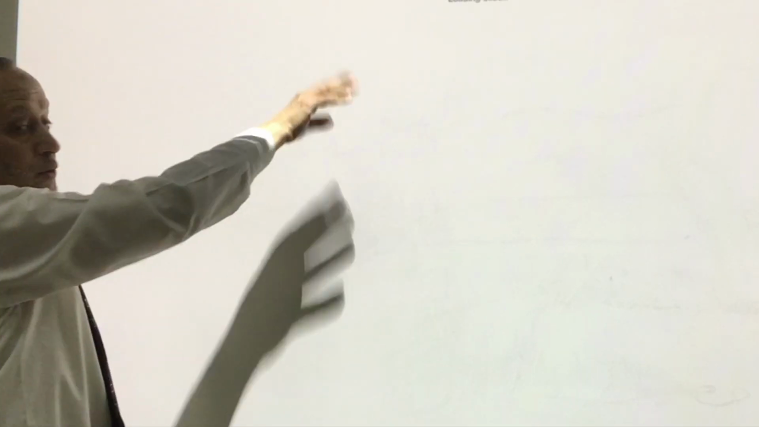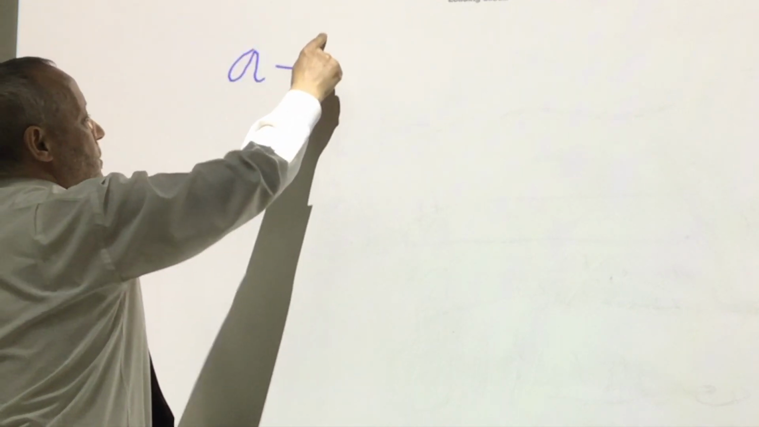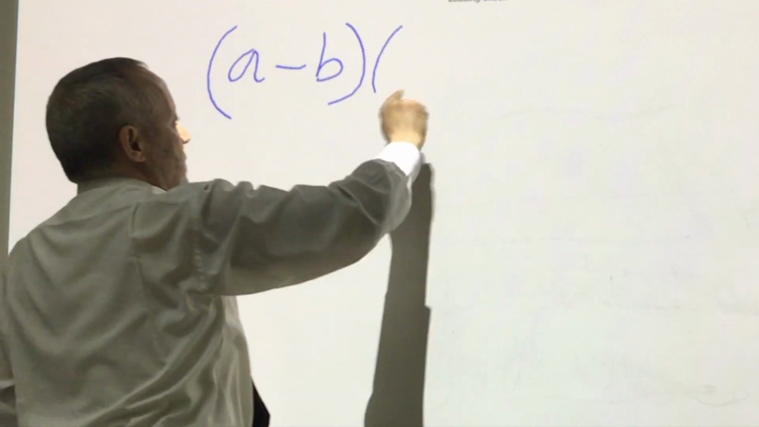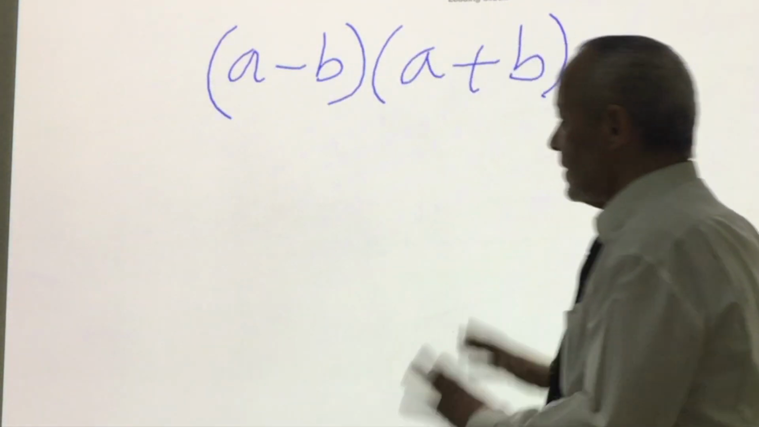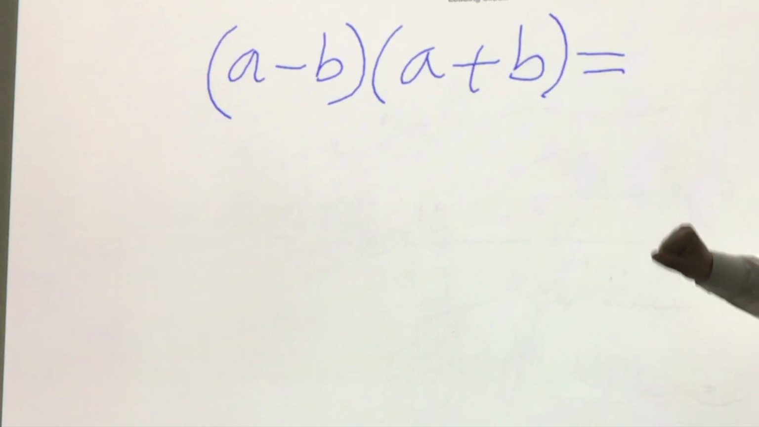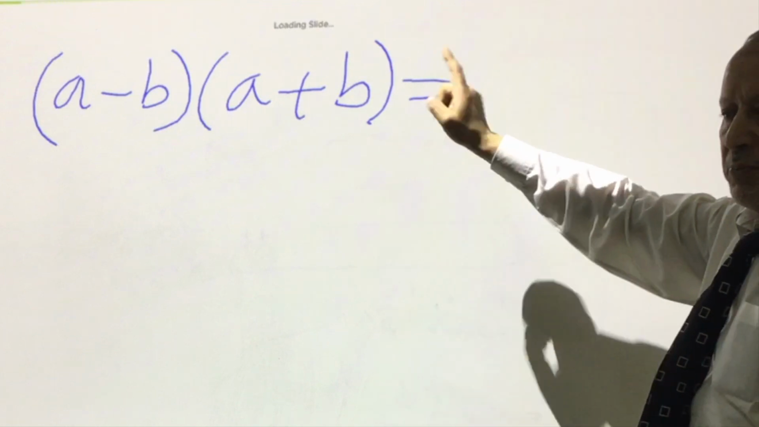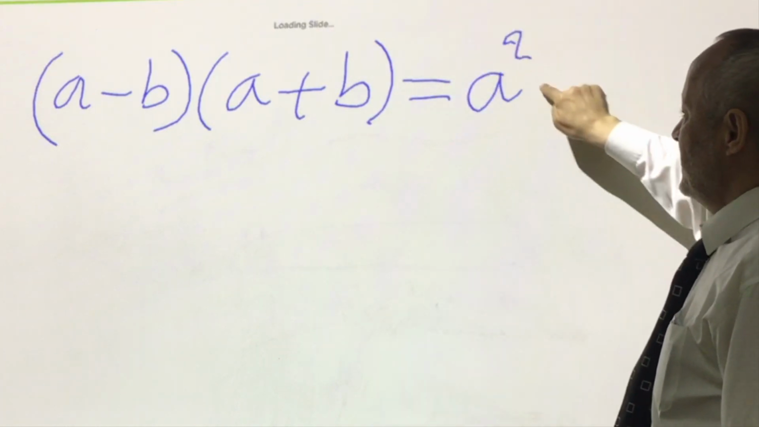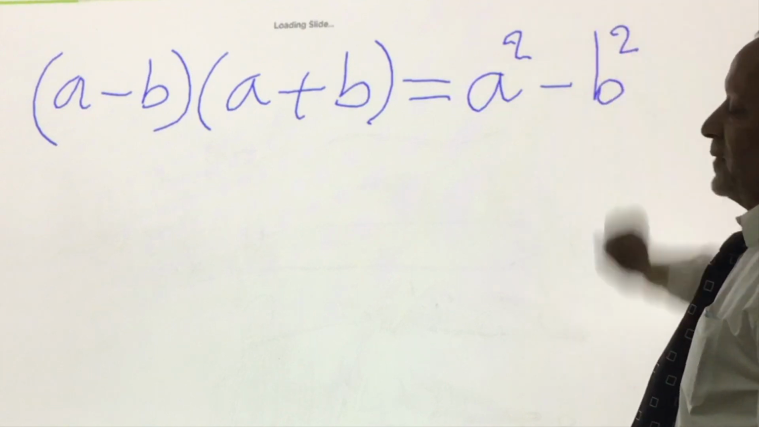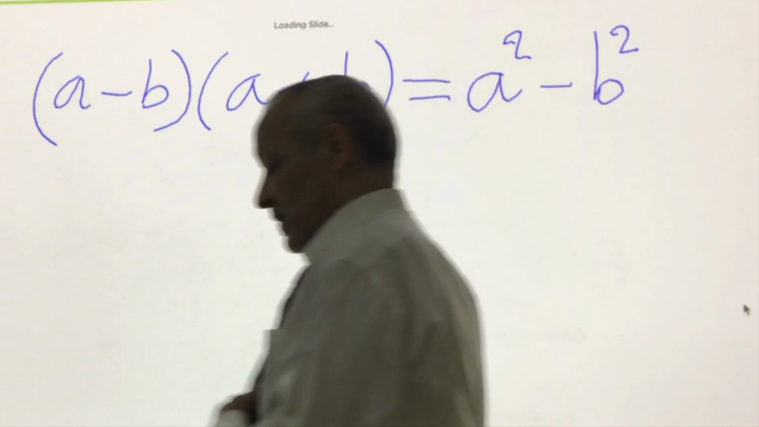Next time, you don't do it this way. Next time, you use the fact that a minus b times a plus b equals what? You remember the identity? This is an identity. In polynomials, we taught this, maybe you forgot it. a squared minus b squared. So you have to use this instead. It's going to save a lot of time.